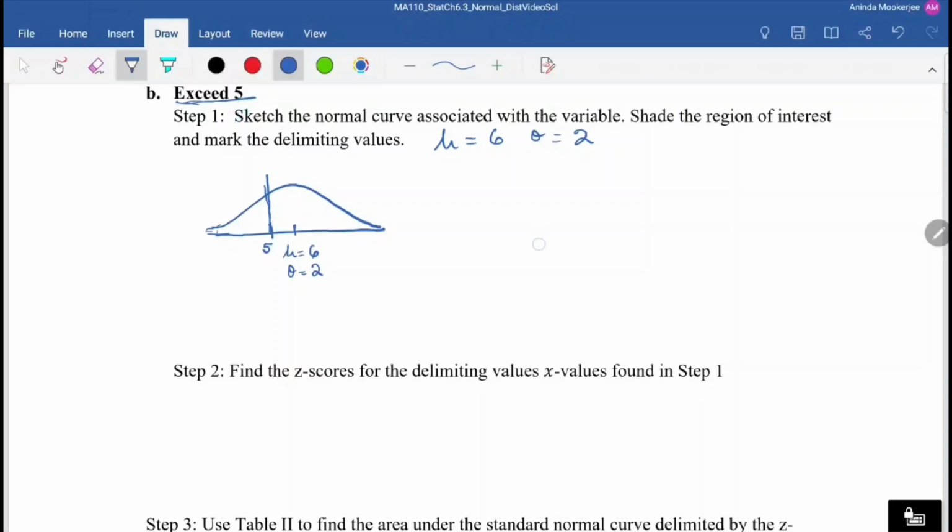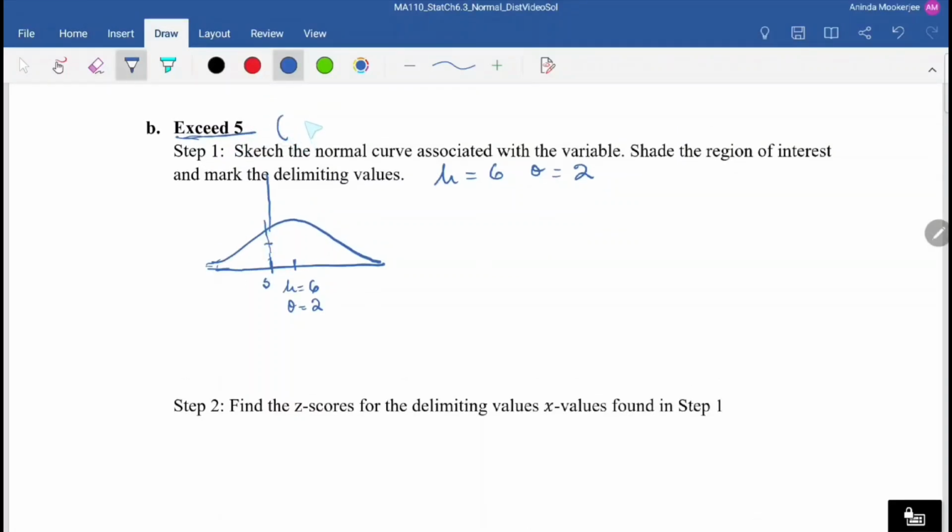Now, exceeds means what? Exceed means greater than, correct? It means greater than 5. So that means we want to know what percentage of values are greater than 5. So it's going to be the area to the right side. Greater means everything to the right. So this is the area that we are looking for, all this area to the right of wherever 5 is. So this time we are not looking for area between two values, but to the right of a particular value, which in this case is 5.